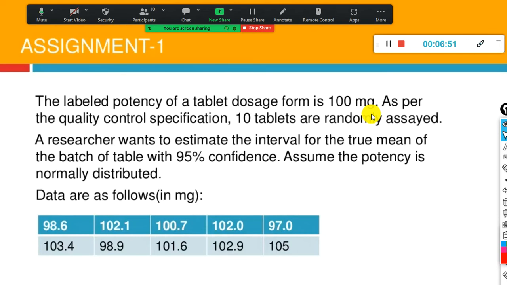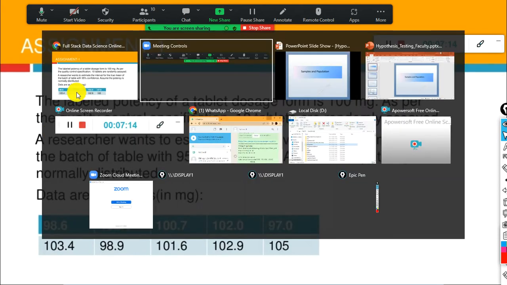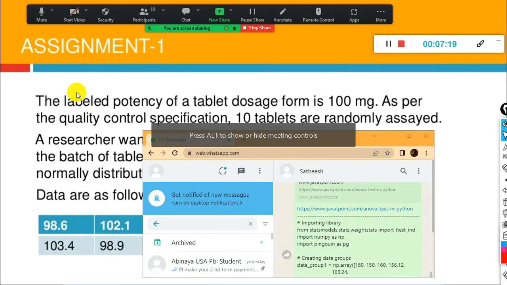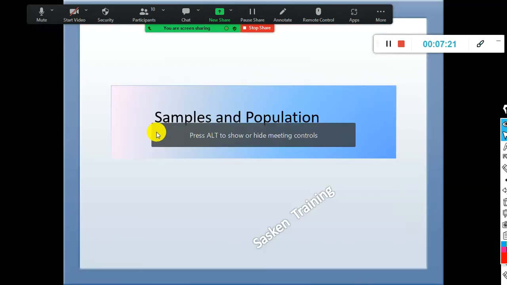Here at the 95% confidence level, we need to find out whether it is statistically significant or not. So now the question is, we know the standard deviation, everything. So now how do we solve this one? Let me just go to the PowerPoint.